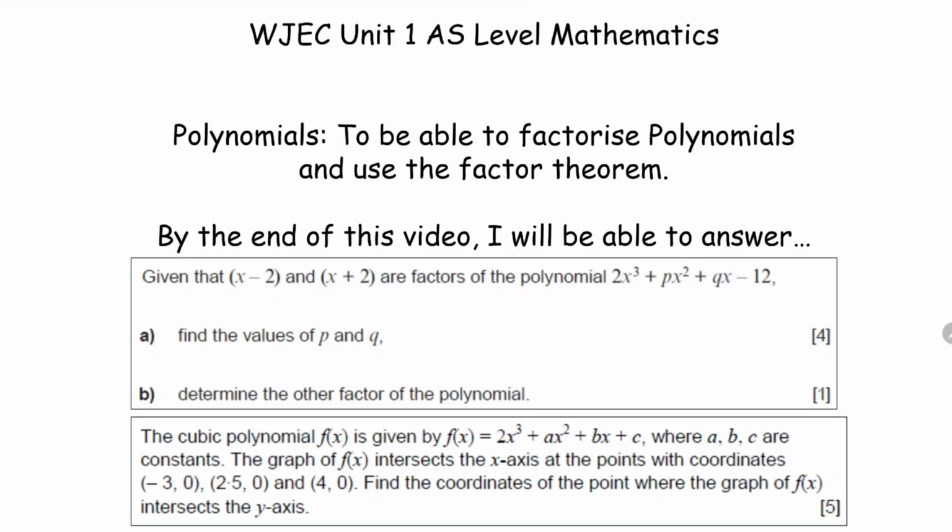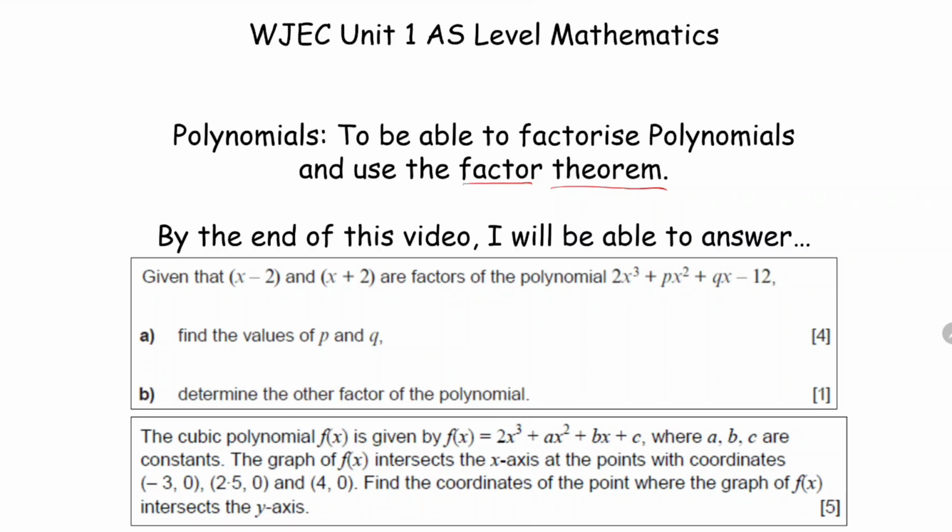Today we're going to look at polynomials and polynomial functions. We want to be able to factorize polynomials just like we can with quadratics and use what's called the factor theorem. It's an important theorem that we can use and apply when factorizing cubics and even quartic equations.